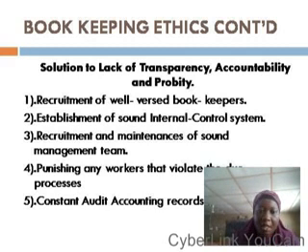Number one, recruitment of a well-versed bookkeeper. You examine your bookkeeper very well, even before you appoint him or her. You make sure you examine him or her very well to any length. Another one is establishment of sound internal control. Recruitment and maintenance of a sound management team. You look into the way to solve this problem.